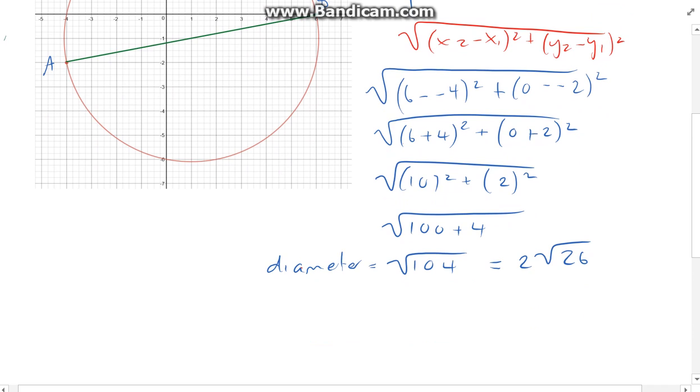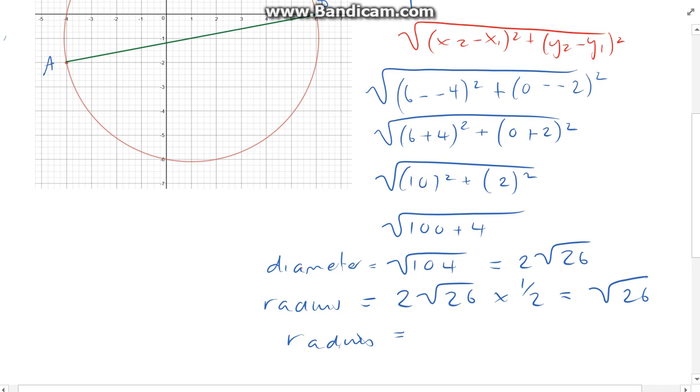So what did we say about the radius earlier? We said that the diameter is 2 radiuses. So if we want to find the radius, we'll just half the diameter. To find the radius, we multiply the diameter by a half, and that will give us root 26. So our radius is equal to root 26. That's the first piece of information we have.